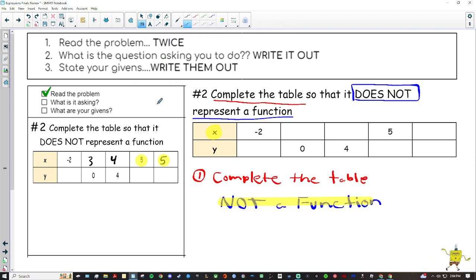Now remember, our y values do not matter at all. You can put any numbers you want in your y because they do not determine if it's a function or not. So let's just put in some numbers. 3, -1, 6. Those could have been any number. Y value does not matter. All that matters is that you have an x value that repeats. So, complete the table so that it does not represent a function. We have done that. We have answered what it is asking of us. So we are done. Number 2, done.